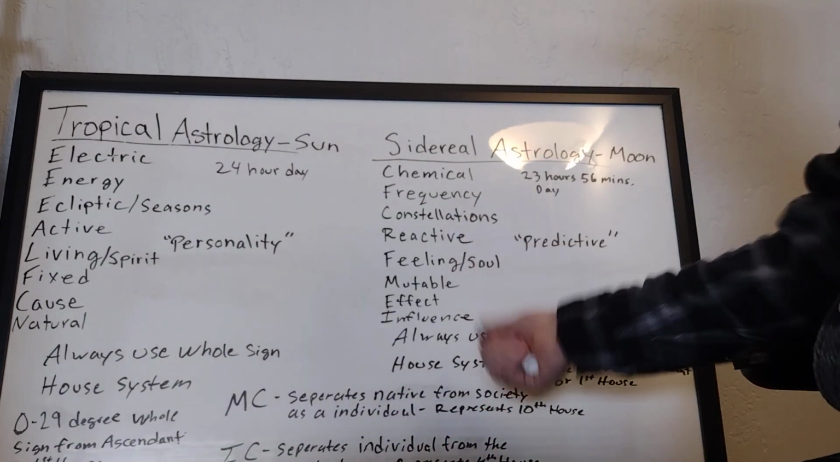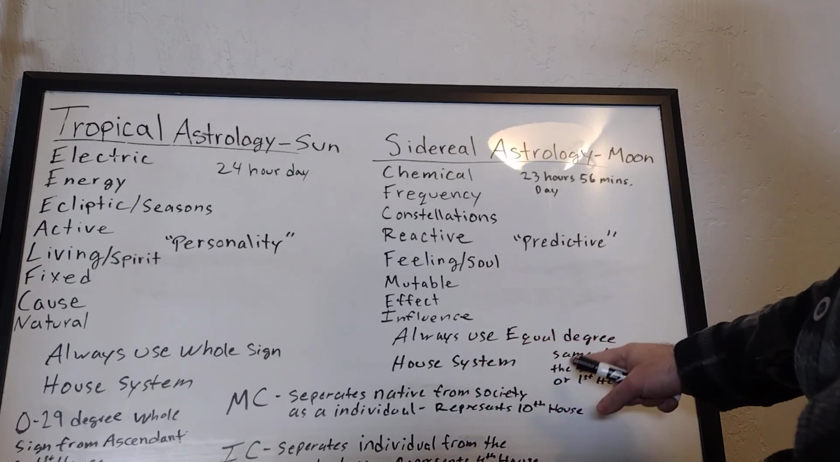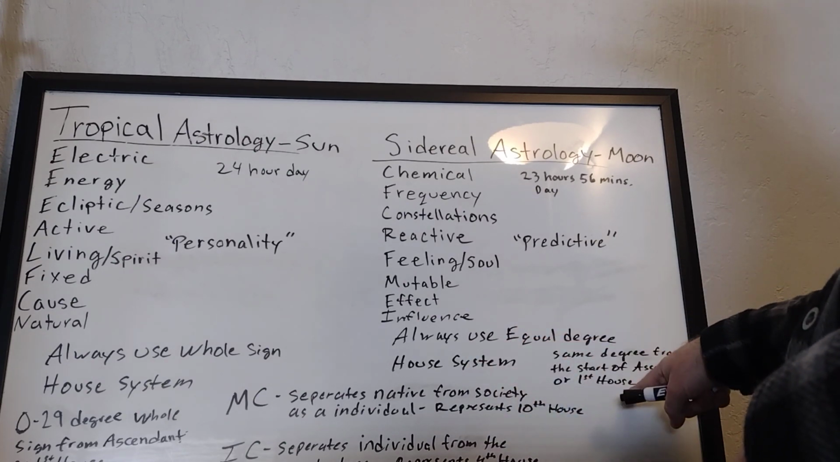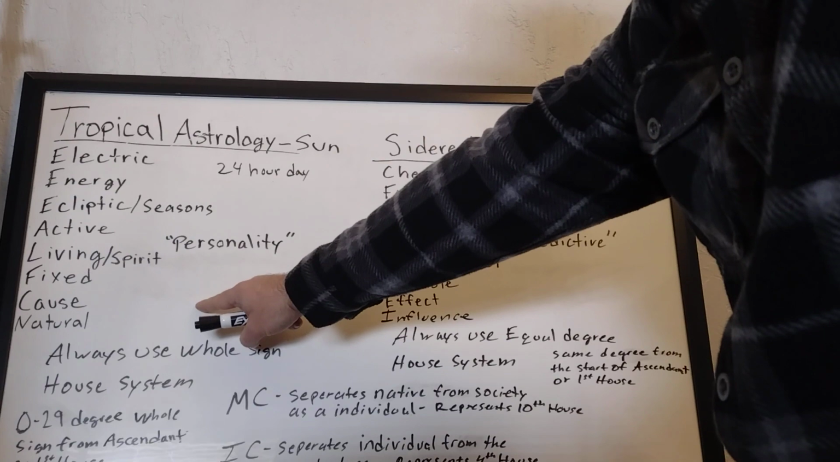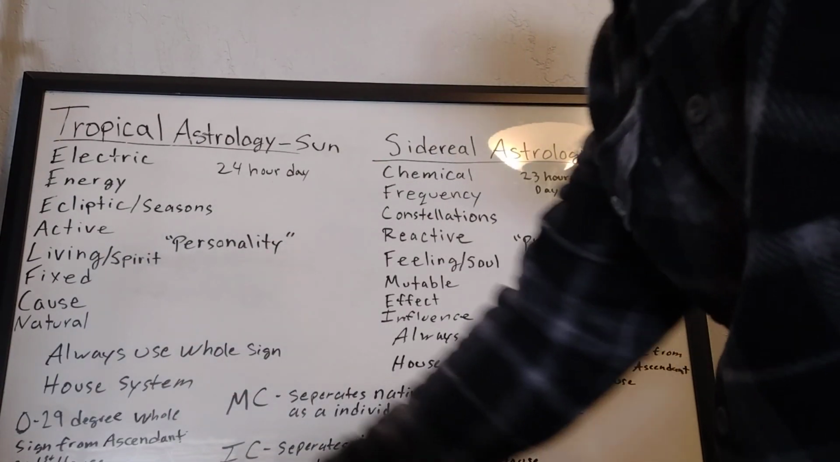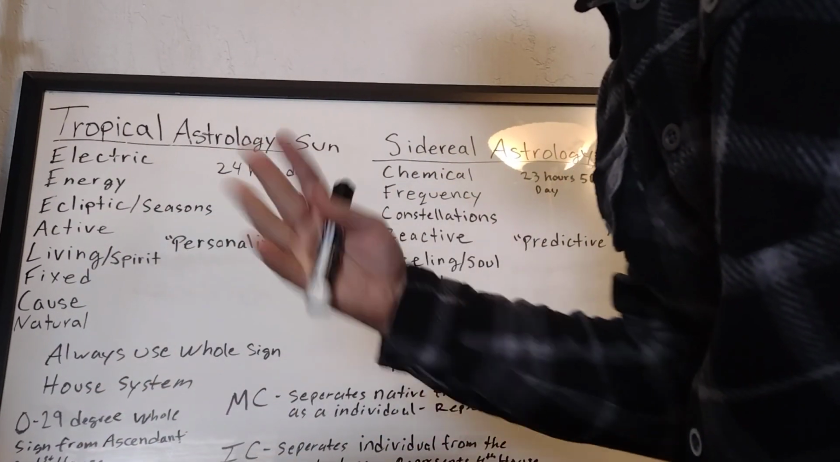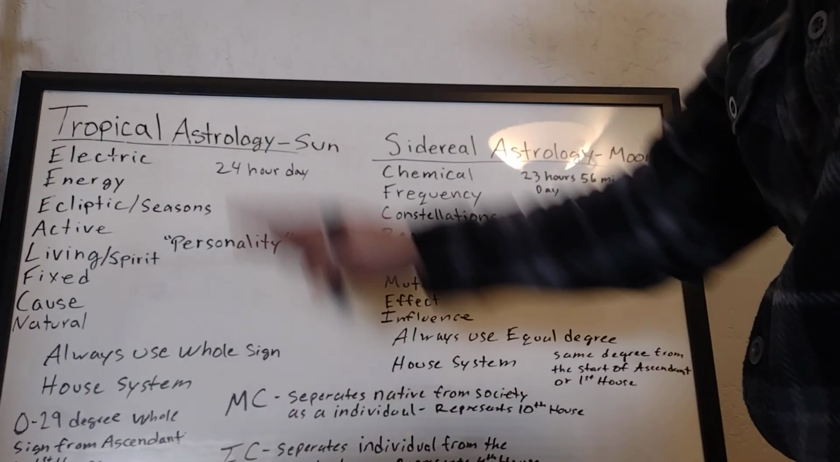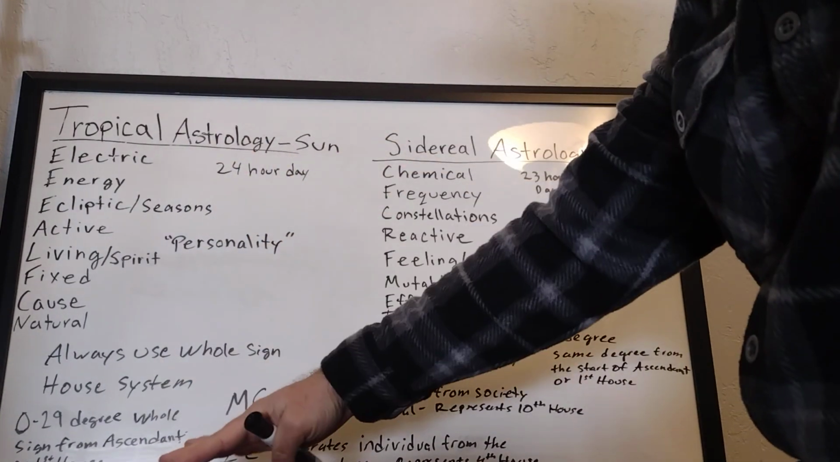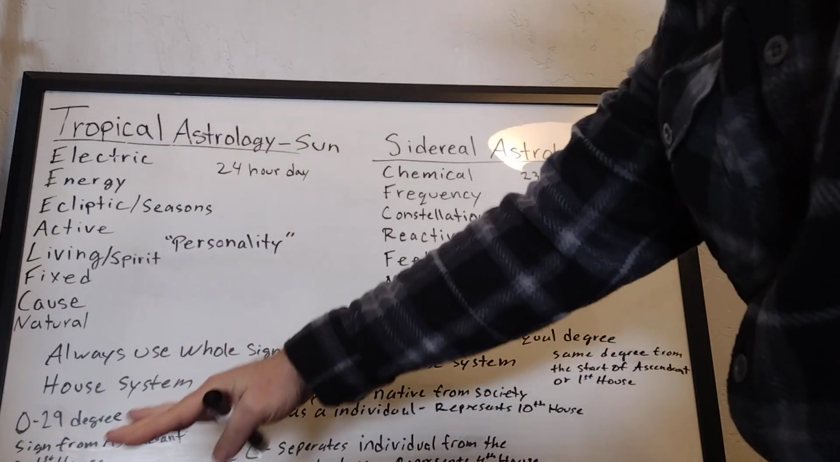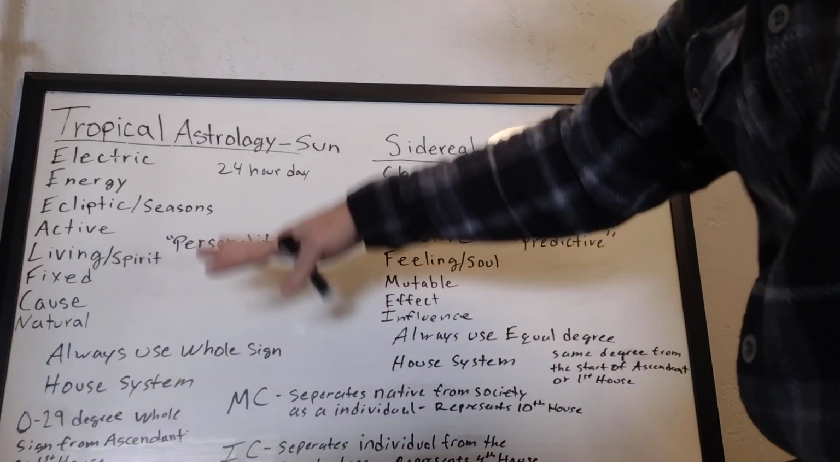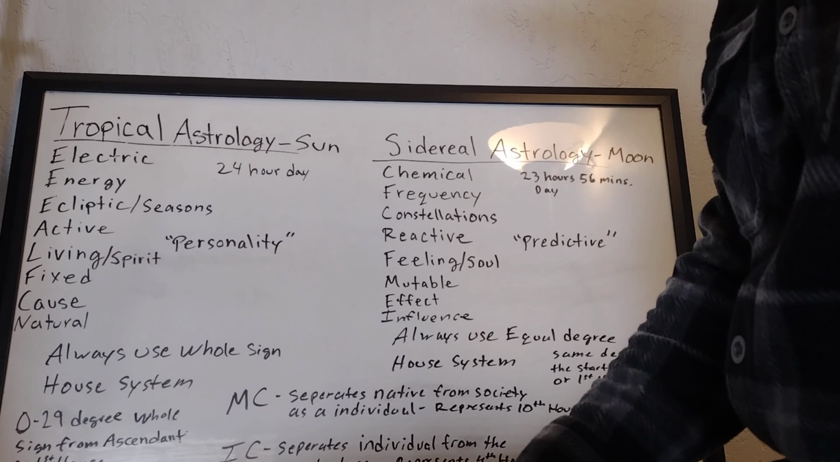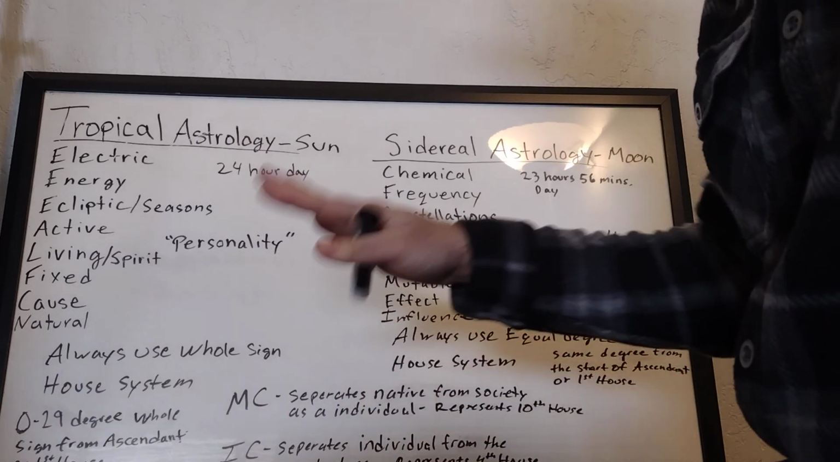So yeah, just understand that the equal degree house system is always the same degree from the start of the ascendant or 1st house. And the whole sign house system over here in tropical is always going to be from 0 to 29 degrees, or the full 30 degrees, where sign and house and nature is in perfect order. There's a perfect system. And that is you and the human body and its natural design.